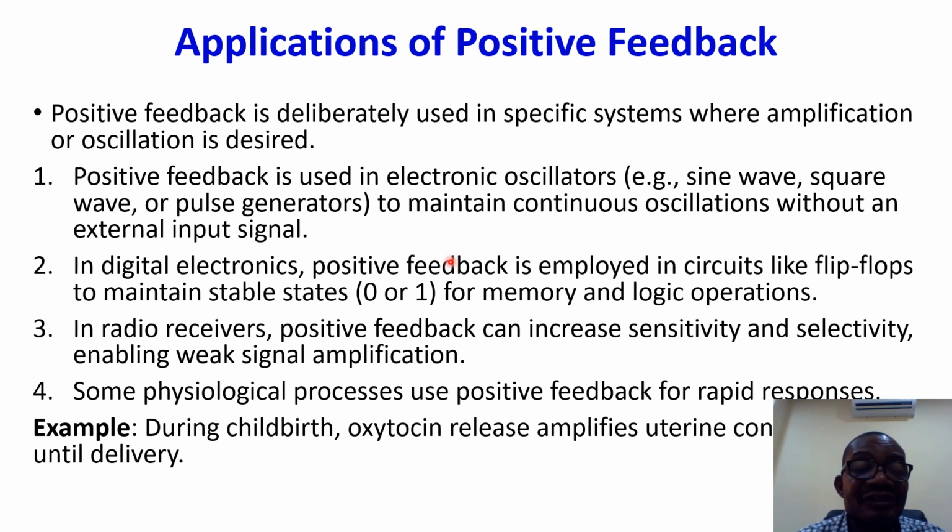Also, some physiological processes use positive feedback for rapid response. For example, during childbirth, the oxytocin hormone is released to amplify uterine contractions. So sometimes when women want to give birth to their child, they are injected with oxytocin hormone to increase their level of contraction during this delivery. So that is positive feedback.